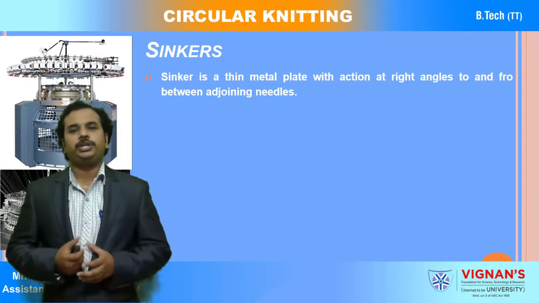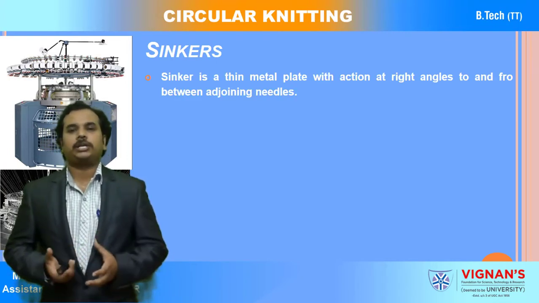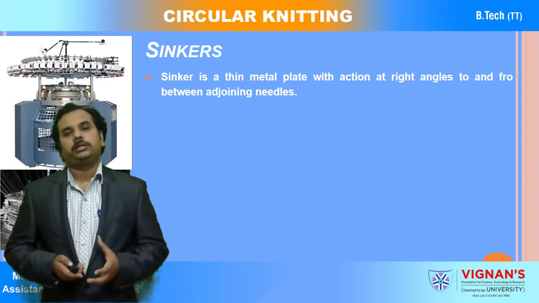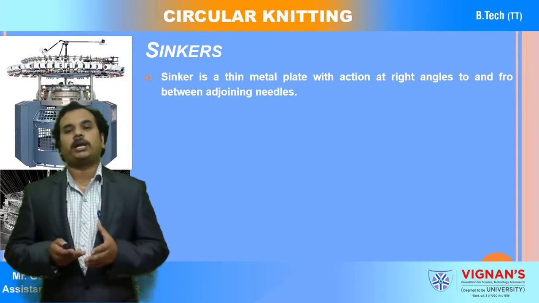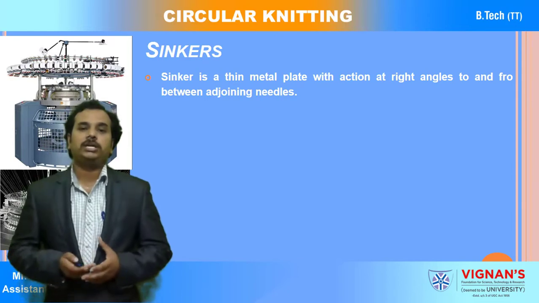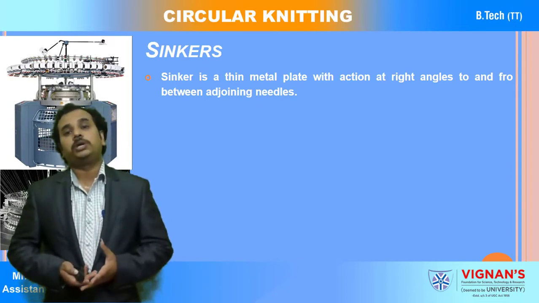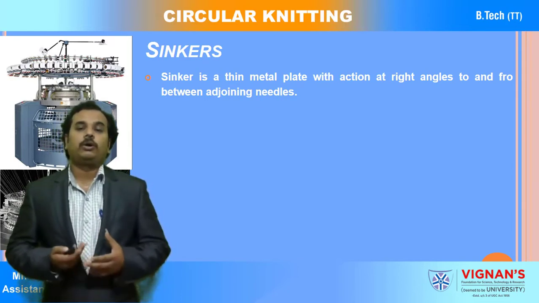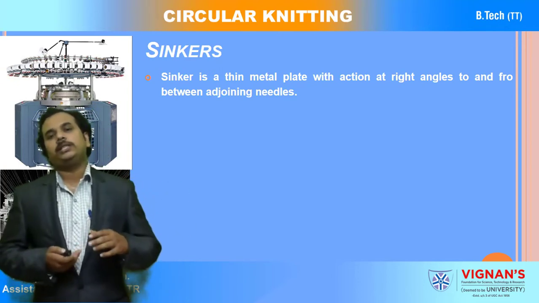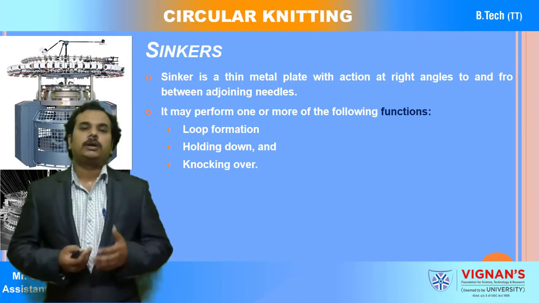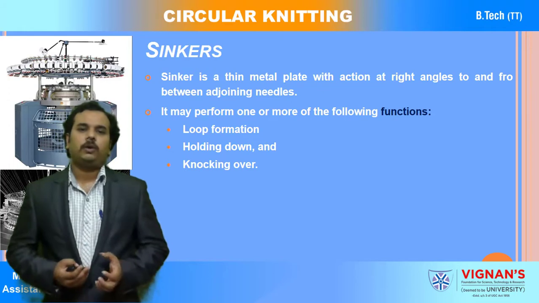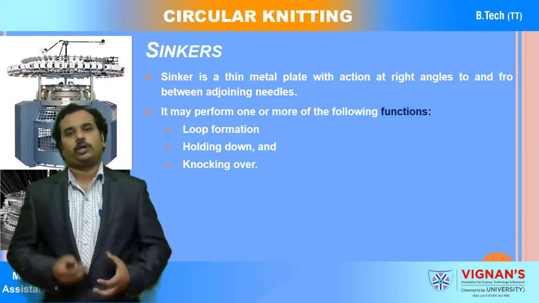So the sinker is a thin metal plate with action at right angles, to and fro between the adjoining needles. The action of the sinker is at right angles to the needle, nothing but the to and fro of the sinker. So why is this sinker used? It performs some functions called loop formation, holding down and knocking over.